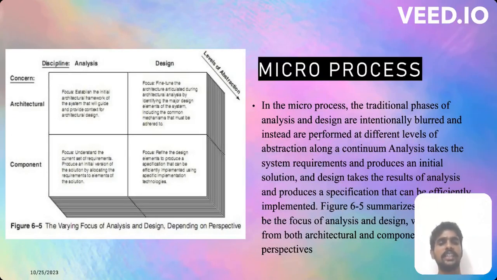In the micro process, the traditional phases of analysis and design are intentionally blurred and are performed at different levels of abstraction, along with continuous analysis that takes system requirements and produces an initial solution, and design that takes the result of analysis and produces a specification that can be efficiently implemented. From the figure, I am summarizing what should be focused on in analysis and design when done from both the architecture and the components of the system.